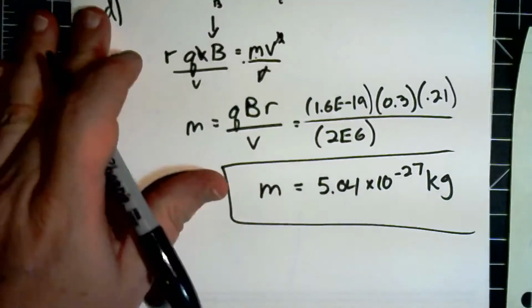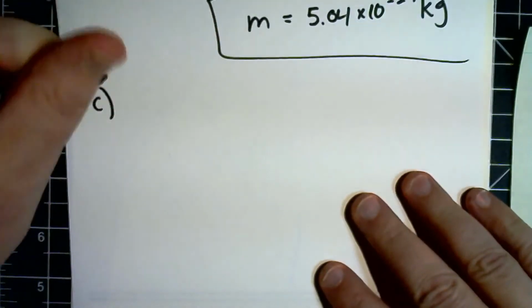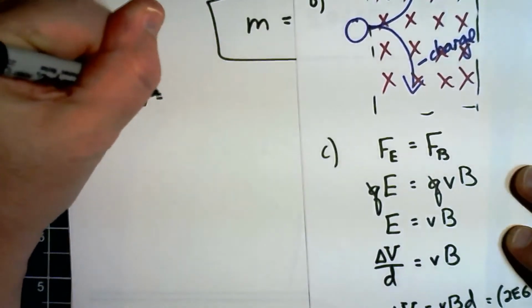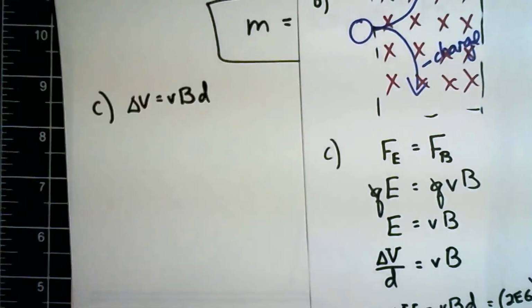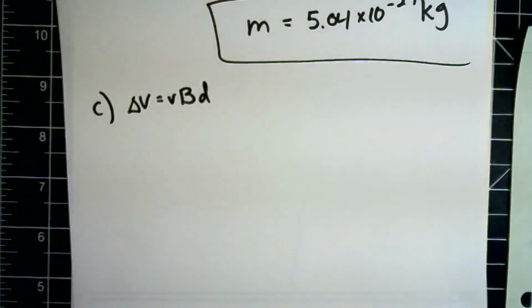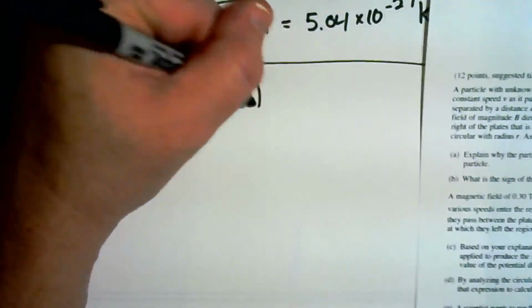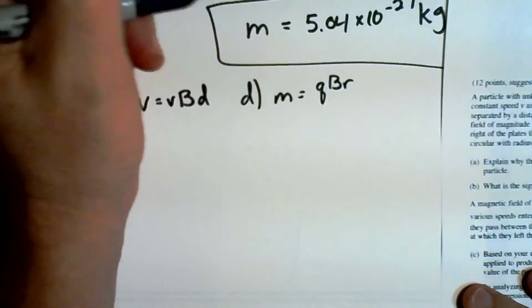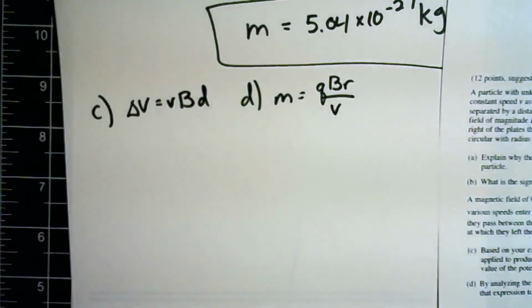Okay, so in C, let's just rewrite what we wrote in C. So for part C, this is what I wrote. Delta V is equal to v times B times d. So the voltage is equal to the velocity times the magnetic field times d. And then for part D, I wrote that the mass is equal to qBr divided by the speed. So these are two expressions. And it says, describe how the motion of the two isotopes of carbon leads to their separation, appropriately relating your description.